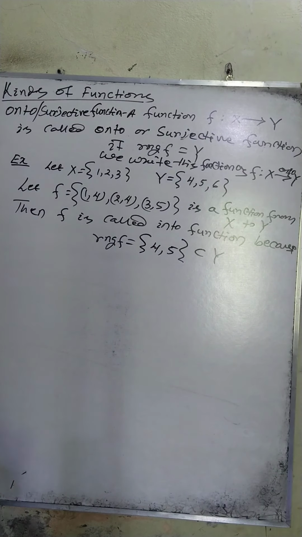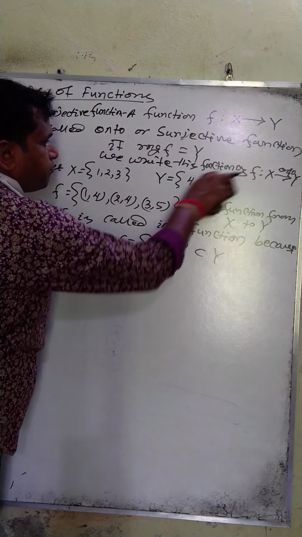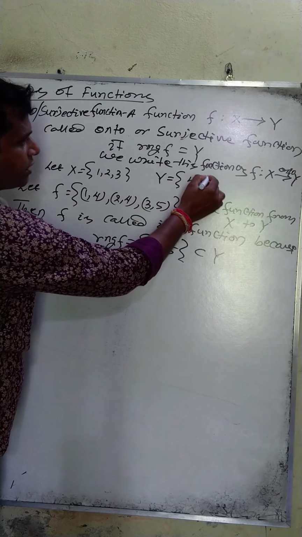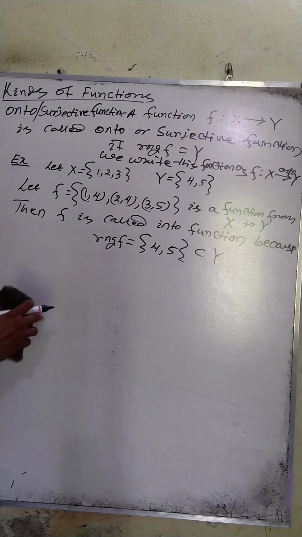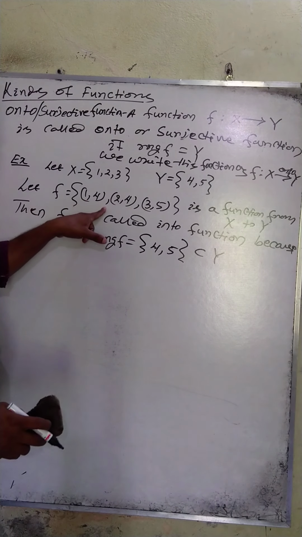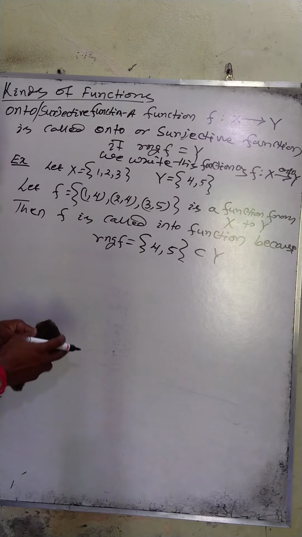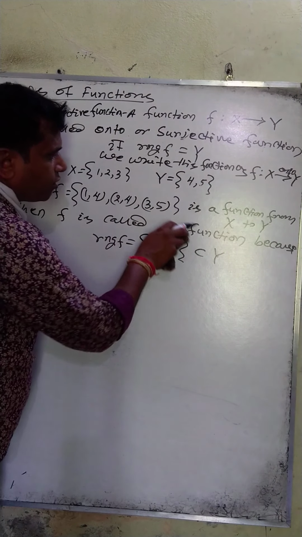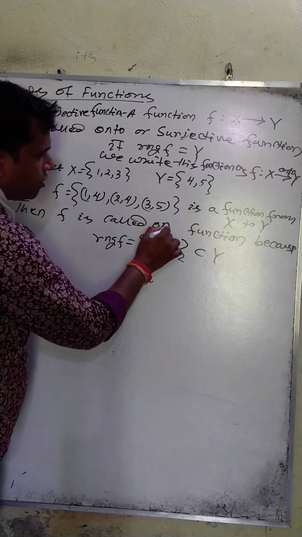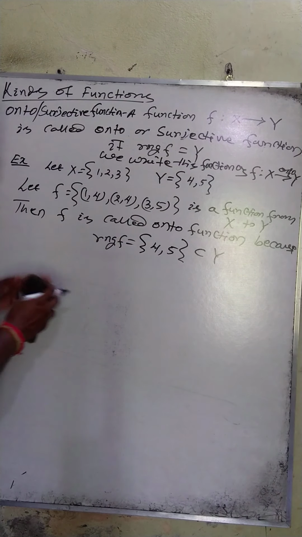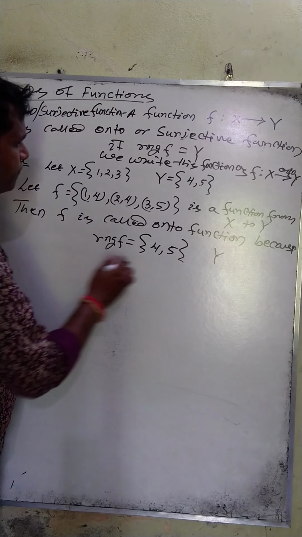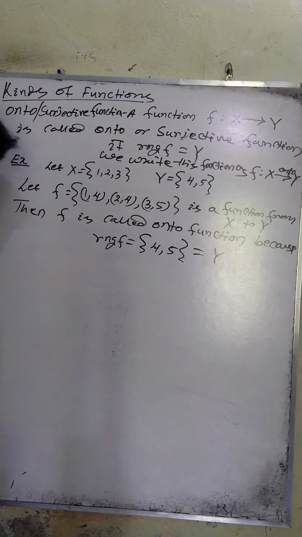Example: let X is equal to {1, 2, 3}, Y is equal to {4, 5}. Let f = {(1,4), (2,4), (3,5)} be a function from X to Y. Then f is called an onto function because range f equal to {4, 5}, that is equal to Y.